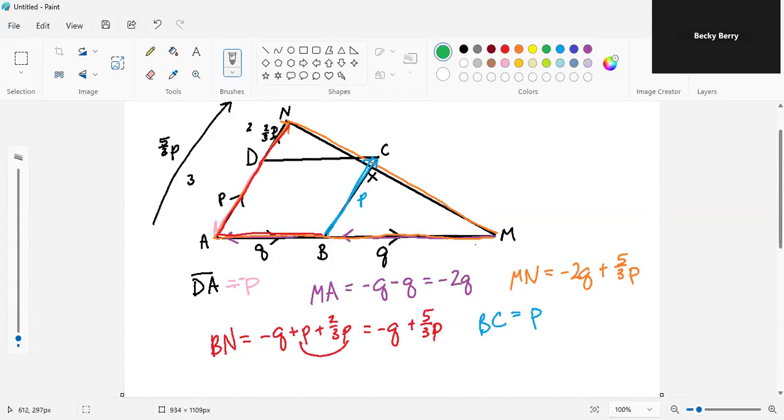The last one is MC. How do we get from M to C? Well, we can go this way against the Q and then up the P. So MC is going to be a negative Q plus P.